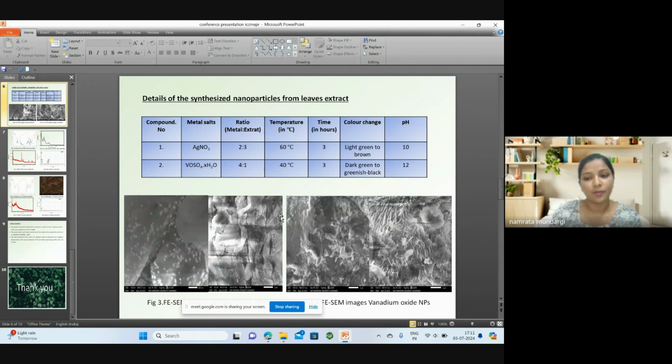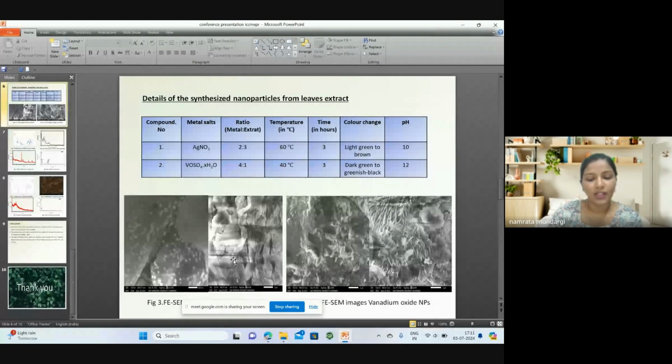the silver oxide nanoparticles. Usually, almost all the leaf extract will be acidic in nature, and during formation of the nanoparticles, we have used sodium hydroxide as the basifying agent. Hence, we have got the pH as 10 in case of silver oxide nanoparticles, whereas pH 12 in case of vanadium oxide nanoparticles. These are the FESEM images of the silver oxide and the vanadium oxide nanoparticles.